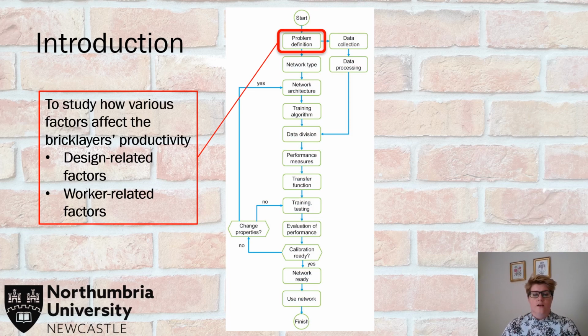In this study, we concentrated on factors whose values can be known before the construction happens, so in the pre-planning phase of the projects. These factors are design-related and worker-related. These define the input variables that our model will have.